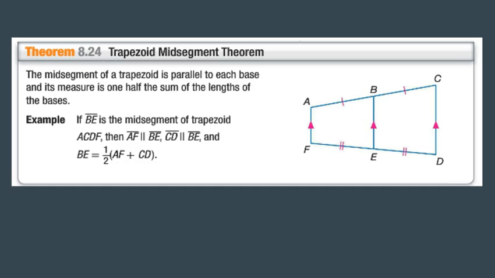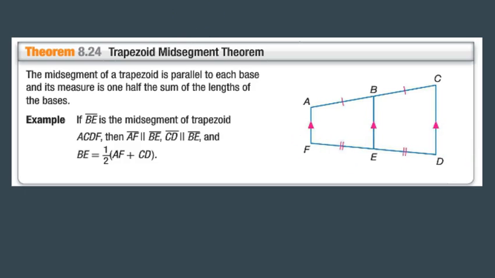Then we have the trapezoid mid-segment theorem. So what this one is saying is BE, that mid-segment here, is equal to half times AF, so the top part, the smaller piece when I say top, and then the larger piece on the bottom.